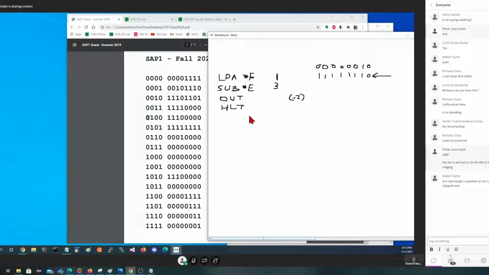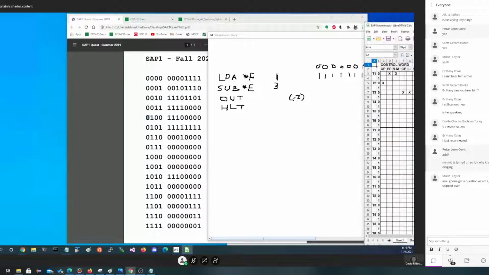Now, the next thing we have to be concerned about is how do we map this in terms of signals in a way that's going to be able to be digested to show that we actually understand how the SAP1 works. So what we're going to do is you're going to be given an answer sheet. It looks like this.